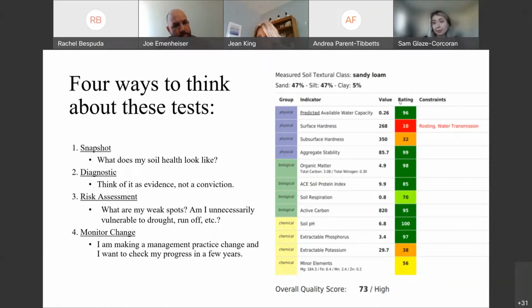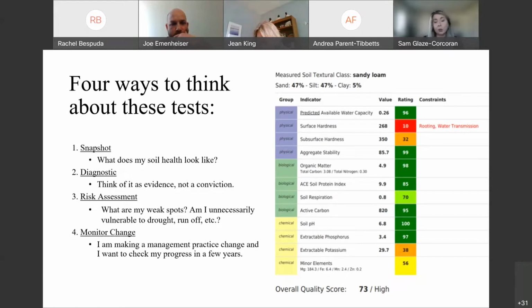So on this test that you're seeing here, for example, the overall quality is high. The soil looks really good, but there is a surface hardness problem here and a little bit of a subsurface problem. And so we know that this field might be struggling with some compaction or some water infiltration and uptake that we were able to diagnose by going beyond just a standard fertility test or site visit.